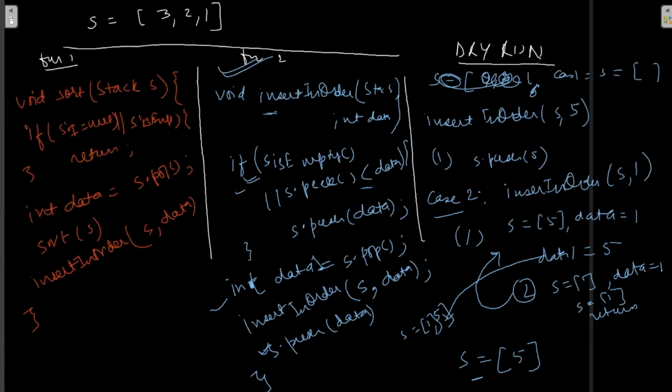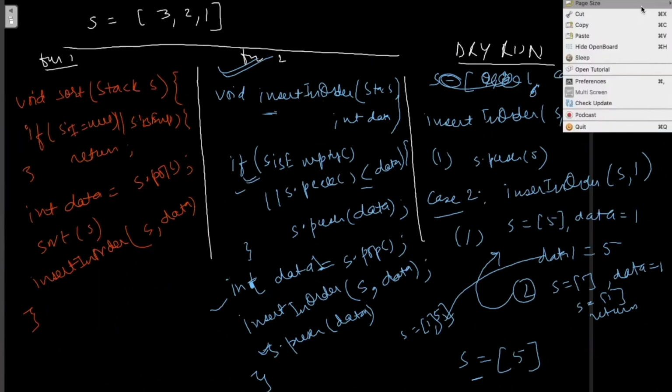So basically this method is trying to put the data at the right position. Basically smallest element at the bottom and the larger element at the top. This is how it is doing. Is it making sense? Yes, sir.